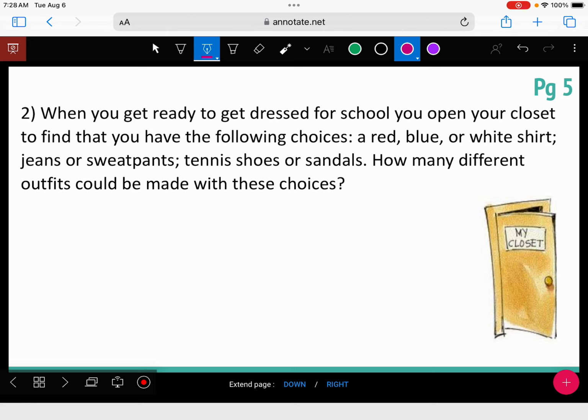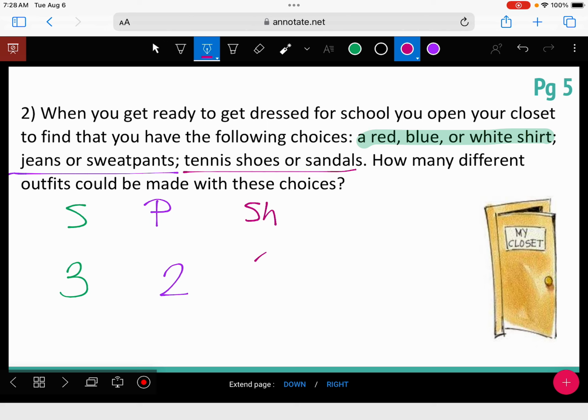It says when you get ready to get dressed for school, you look in your closet and you find the following choices are clean. You've got a red or blue or white shirt, you've got jeans or sweatpants, and you've got tennis shoes or sandals. So how many different outfits could we make with these choices? How many shirts have we got? 3. How many pants do we have? 2. And how many shoes do we have? Tennis shoes or sandals? 2.